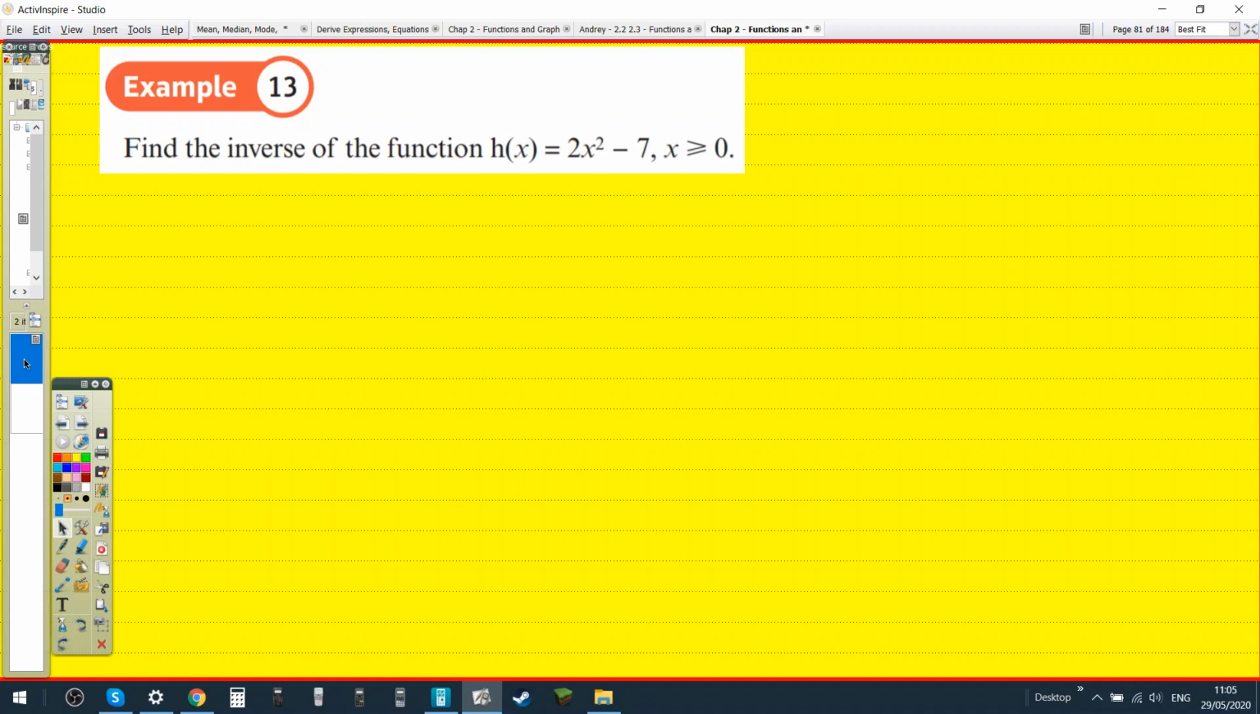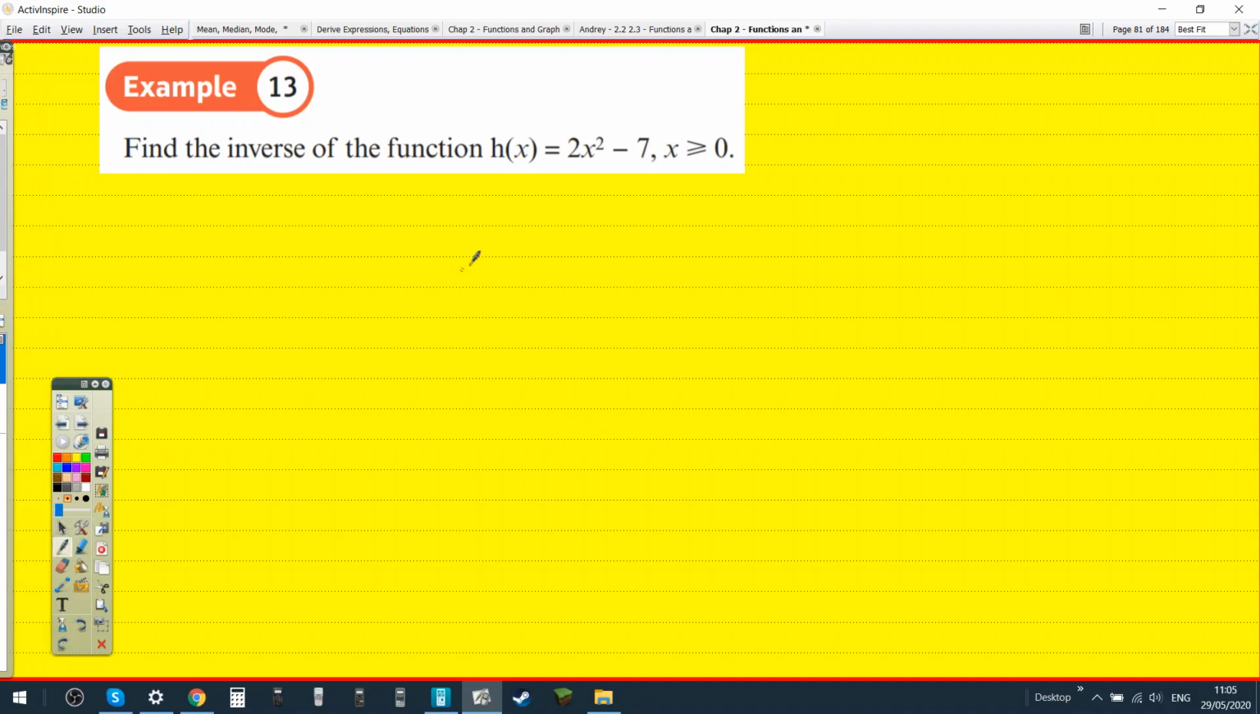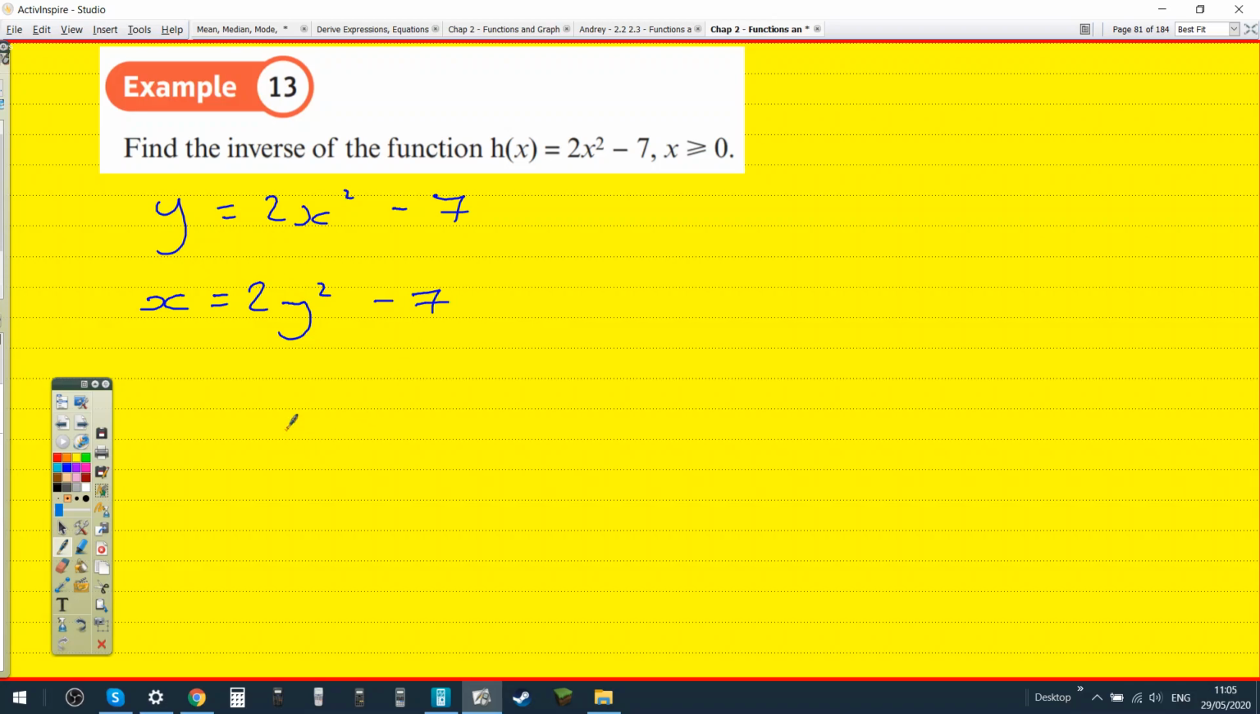Yeah, so you replace h of x with y. So that becomes y equals 2x squared minus 7. Oh, and then I need to swap x around with y, don't I? Yeah. And then I need to solve for y. Yeah, and did you say you swap x and y, was it? Yeah. So x equals, it's just a bit crackly. Yeah, then solve for y. And what would you get?